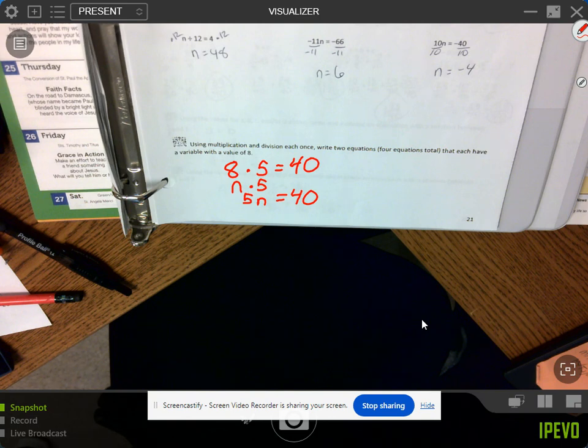I can use those same numbers and make it a division problem, and I could say 40 divided by n equals 5. So you find your equation with the 8. You find your equation with the 8, and then you put an n in for that 8.